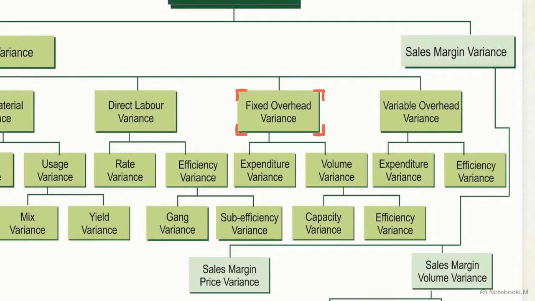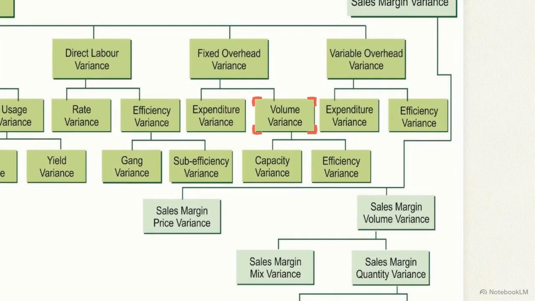Fixed overheads require a different set of rules. Costs like factory rent do not scale with pizza production. Expenditure variance is simple. It tracks if the landlord raised the rent. Volume variance, however, introduces the concept of volume absorption. Volume absorption is the process of allocating fixed costs to each unit produced. To justify the rent, the plant must push enough pizzas through the factory to absorb those fixed costs.